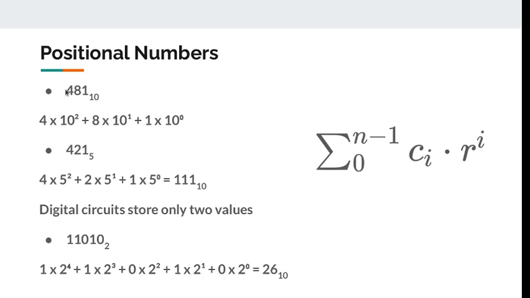For example, you have here 482, and to get the value of this, you just have to multiply the digit in that position times the base, in this case 10, to the power of that position, plus the second digit, in this case 8, times the radix, 10, to the power of that position, 1, plus the last digit times 10, the base, to the power of that position. We always start from 0.